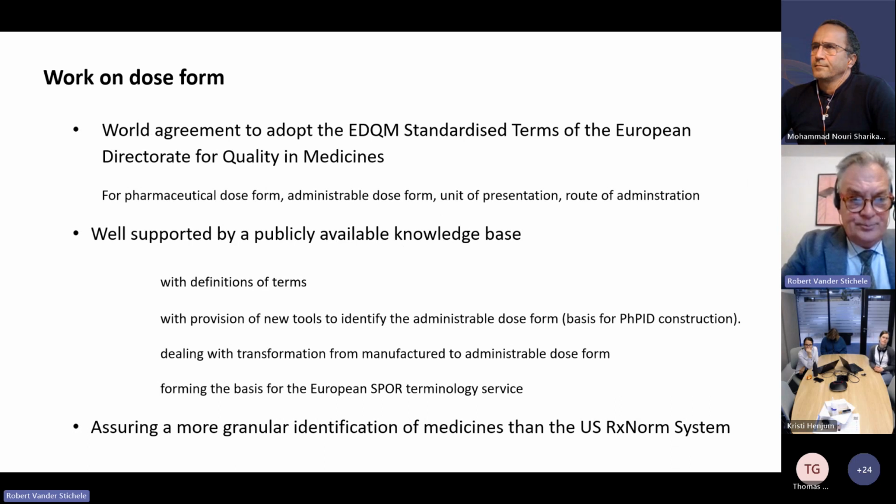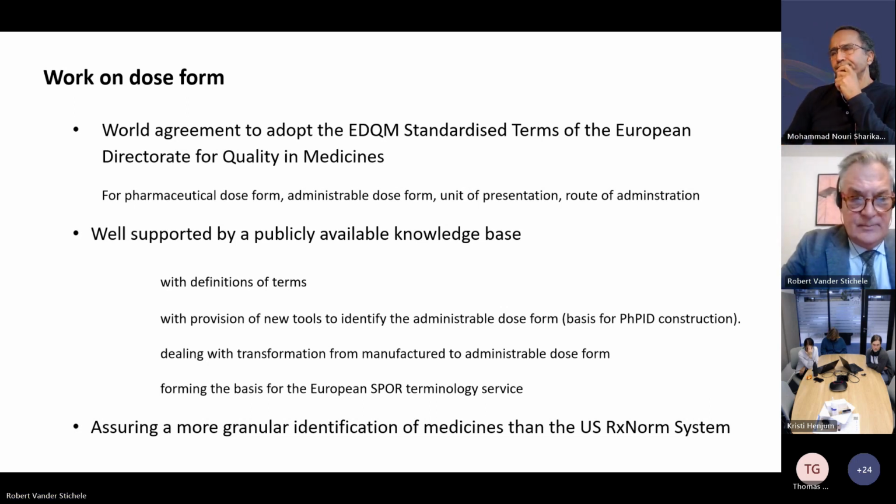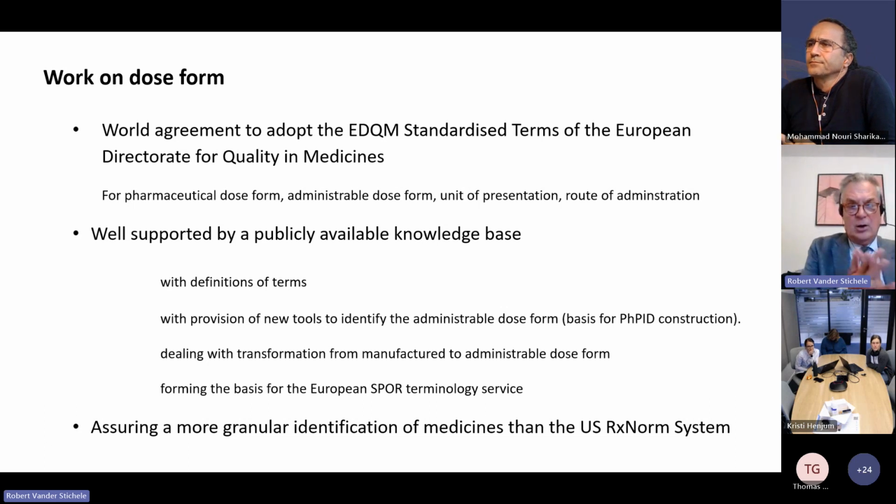For the work on dose form, there has been a world agreement to adopt the European EDQM standard terms of the European Directorate for the Quality of Medicines as the global standard. And this is for pharmaceutical dose form, administrable dose form, unit of presentation, route of administration. The standard terms of Europe are now the global standard for dose form and for all the references.